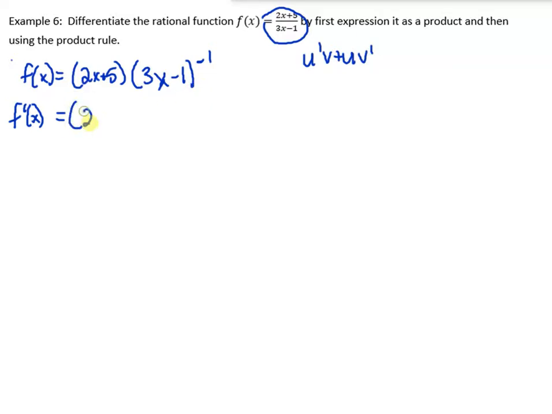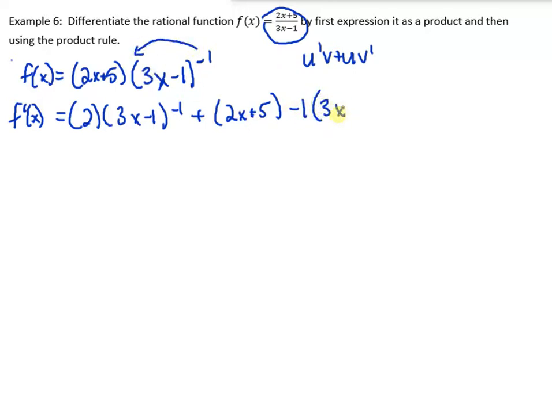Okay, derivative of the first is 2, the second as it is, plus the first as it is, times the derivative of the second. Bring down that negative 1, write the bracket as it is, subtract the 1. Now do the chain rule, so the derivative of the inside is 3.